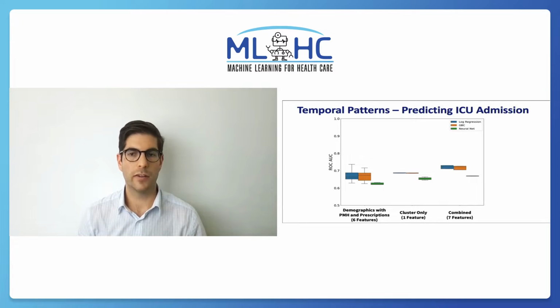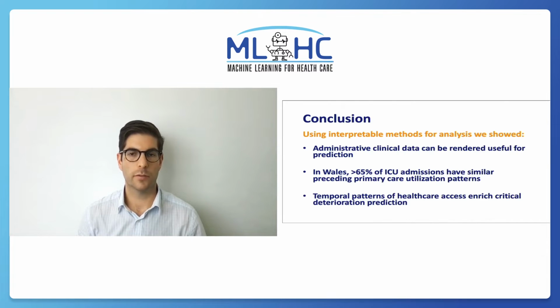When incorporated into classifiers, these clusters were found to be distinctly informative, outperforming demographic and clinical features alone, but improving predictive accuracy when combined together. This held true when tested across 3 types of classifier: logistic regression, gradient boosting classifier, and deep neural network.